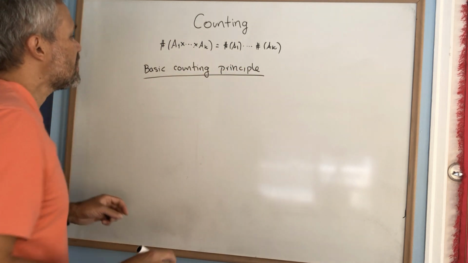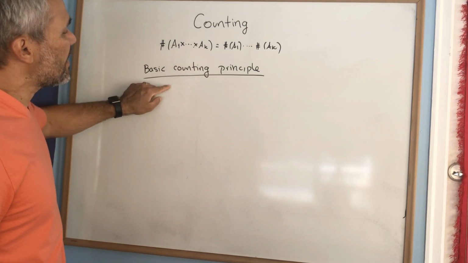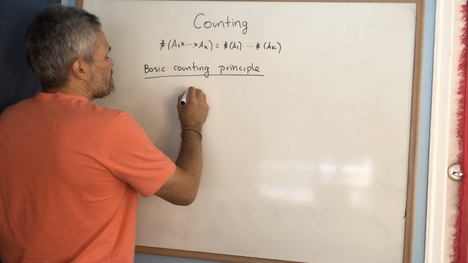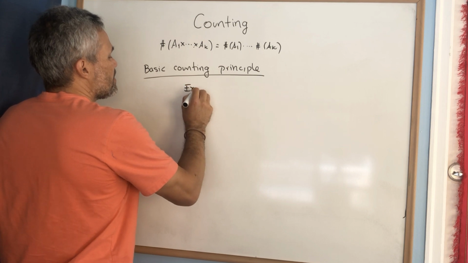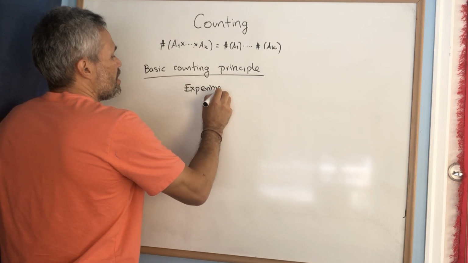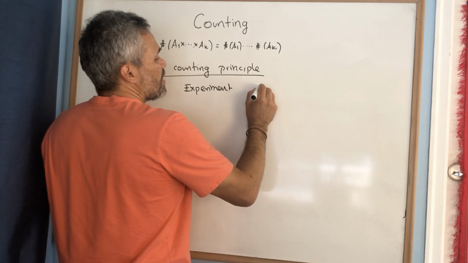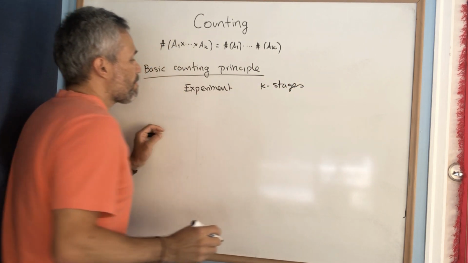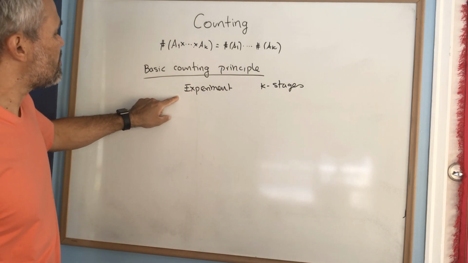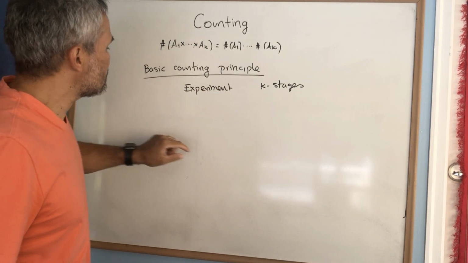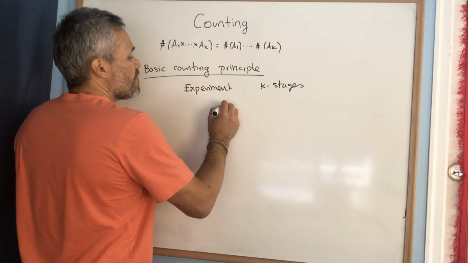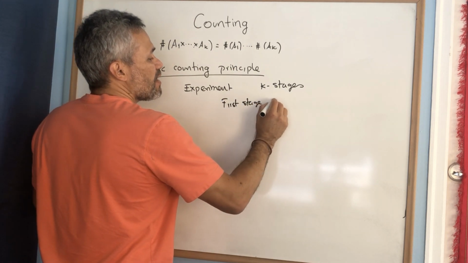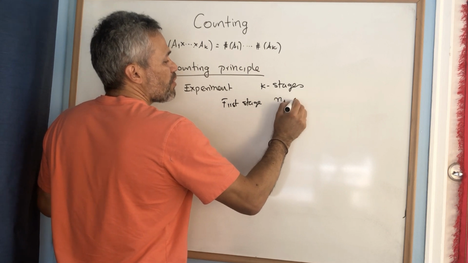And it says that if we have an experiment, and that experiment can be divided into K stages. Then for that experiment, if we know that for the first stage, we can have N1 possible outcomes.